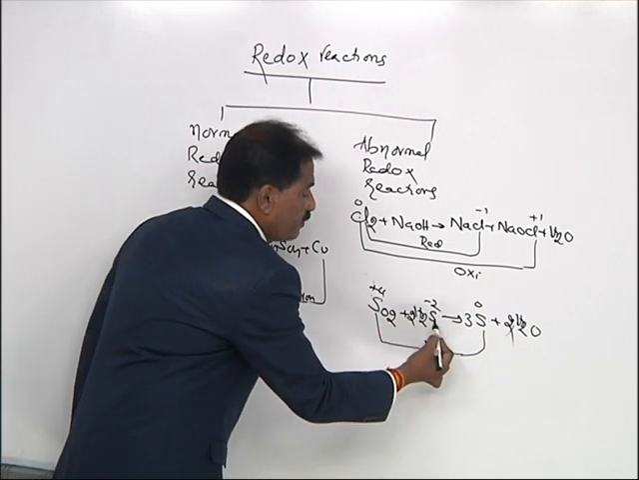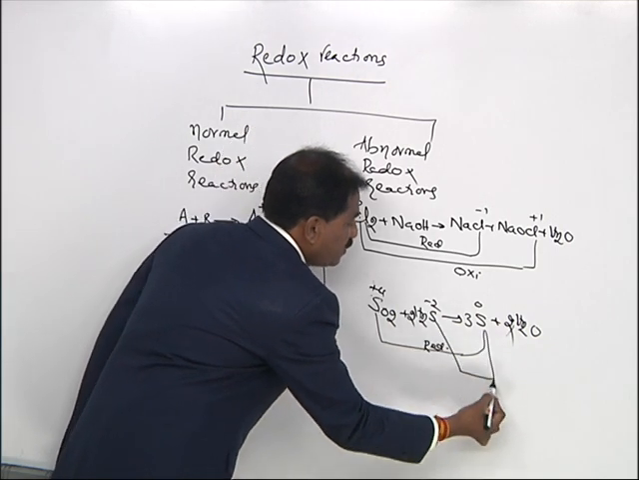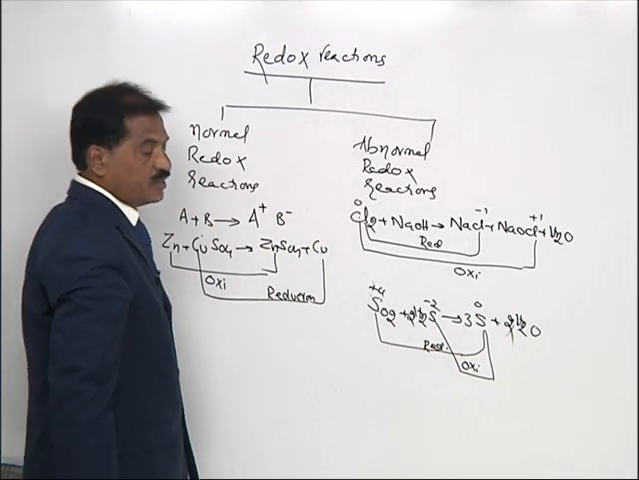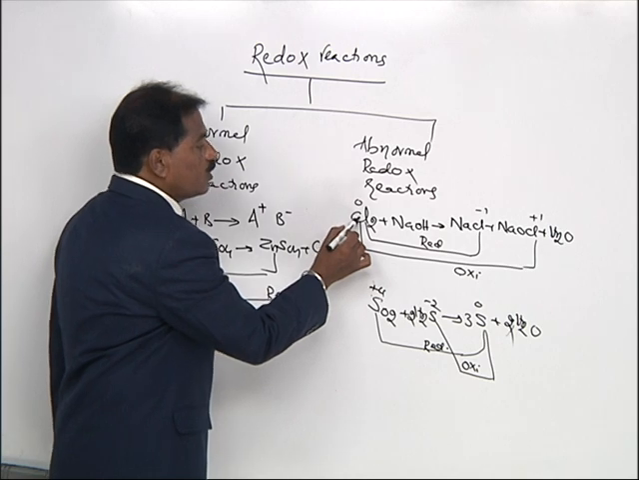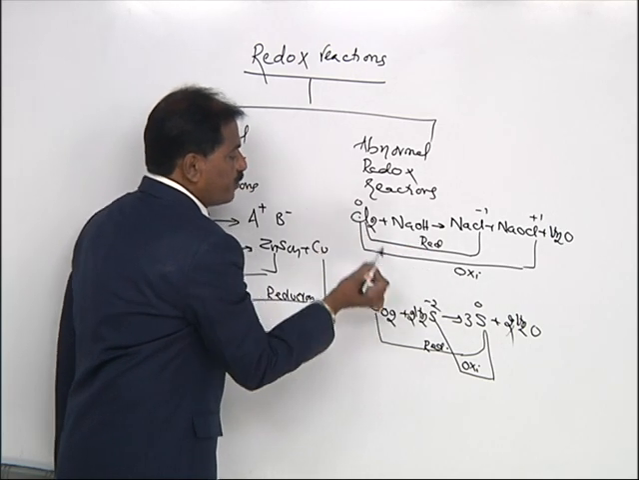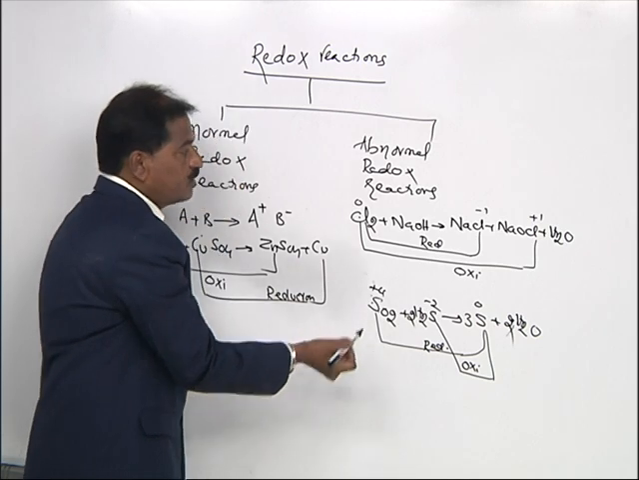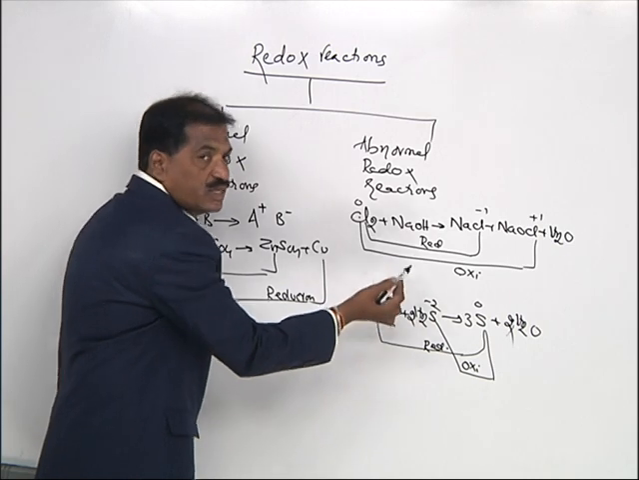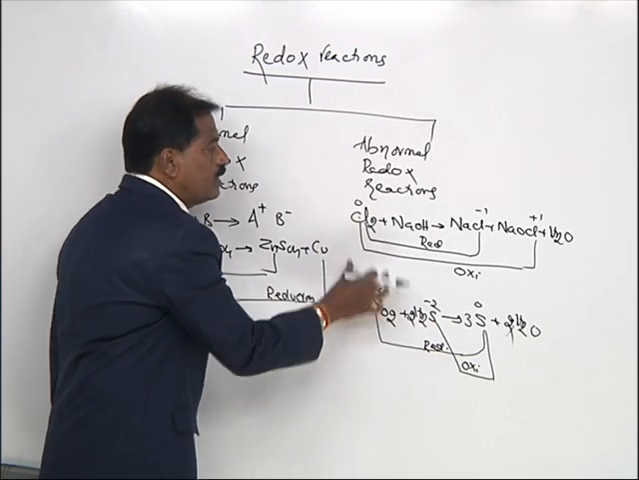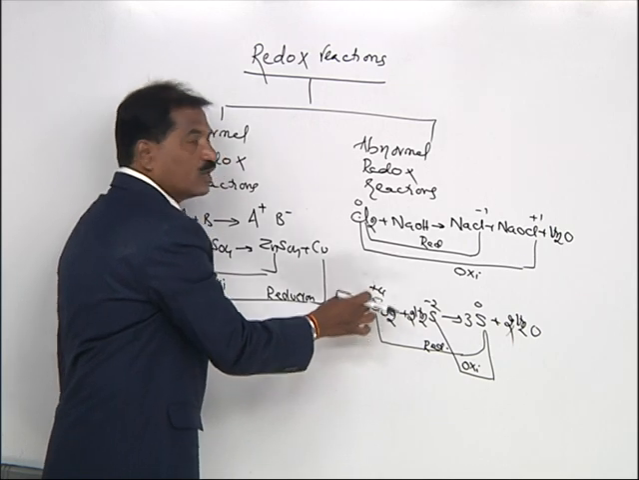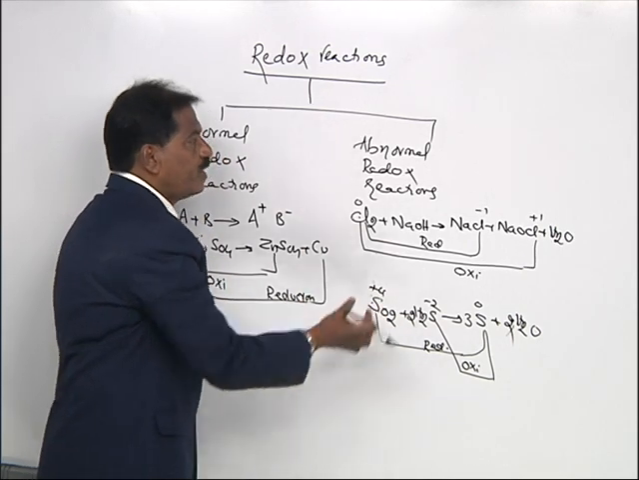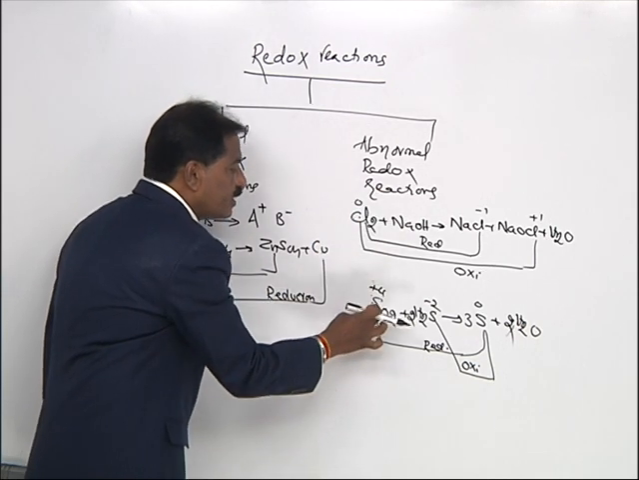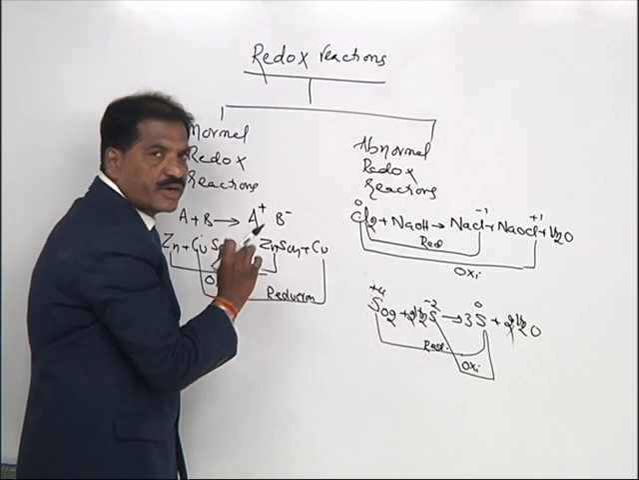The other sulfur is changing its oxidation state from -2 to 0. Therefore, it is losing its electrons, and we can say it is undergoing oxidation. That means in the first reaction, chlorine atoms are undergoing oxidation and reduction, and here sulfur atoms are undergoing oxidation and reduction. In both these reactions, the atoms of the same element are undergoing oxidation as well as reduction. Therefore, in any reaction, if the atoms of the same element undergo both oxidation and reduction, then they are called abnormal redox reactions.